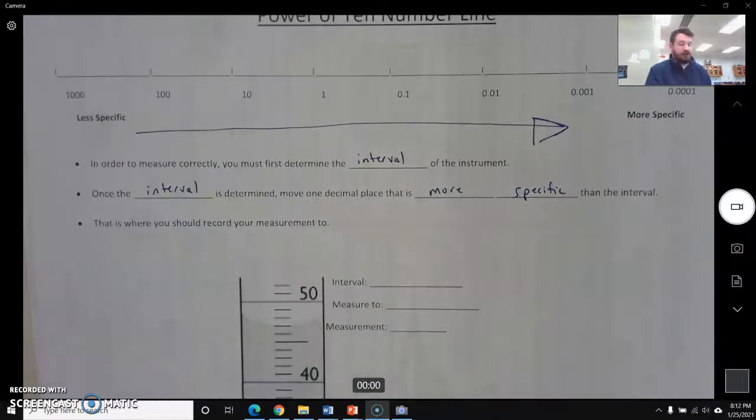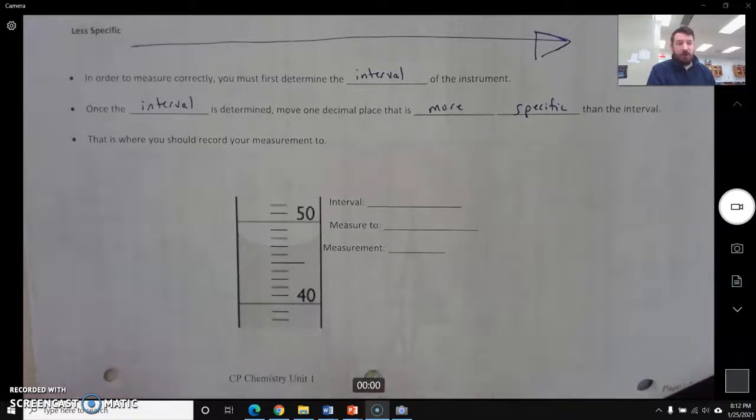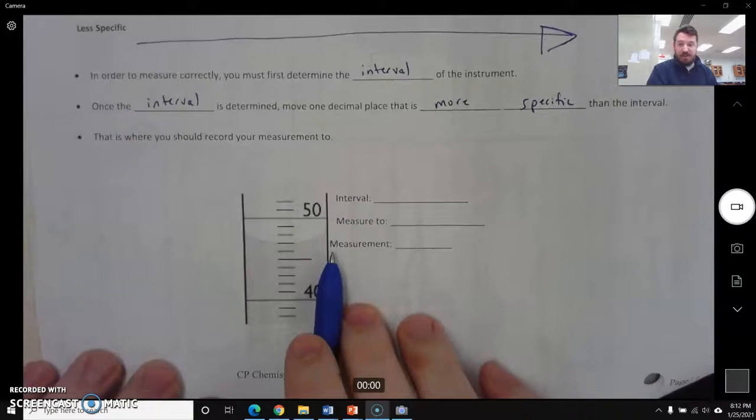Then the interval, right? And that's what you are going to record your measurement to. And then do not forget your units. All right, so take a second. Well, actually, before we do that, I need to introduce what the meniscus is, right?